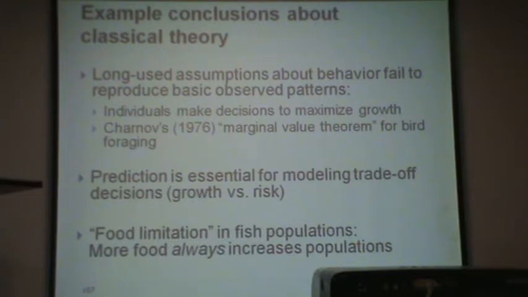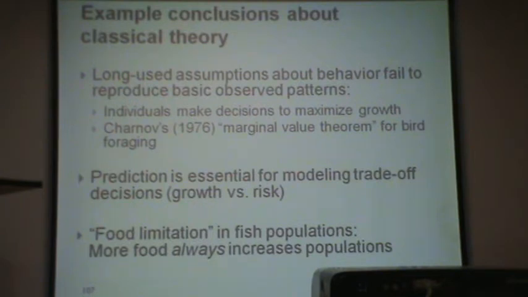Certainly the assumption that individuals make decisions just to maximize their growth rate can't reproduce many important patterns. And we also applied Charnov's marginal value theorem in our bird foraging model and found that it couldn't reproduce some of the basic patterns that we've observed. Another example conclusion is that prediction, or representing prediction in your model of trade-off behaviors, is essential to reproducing good trade-off behavior when the future is uncertain.